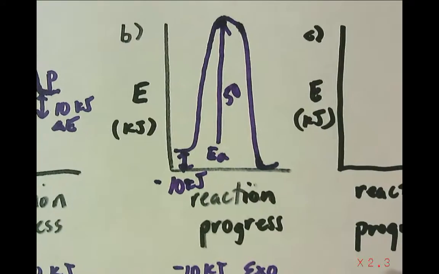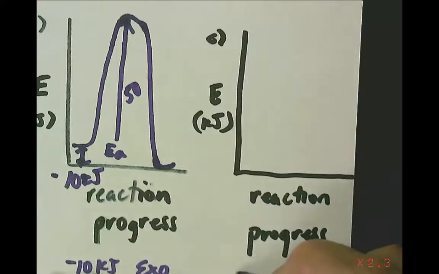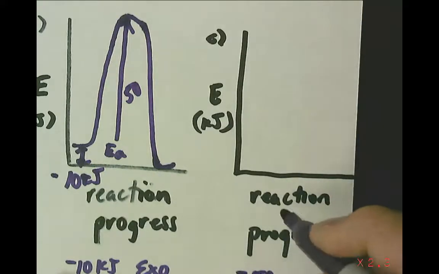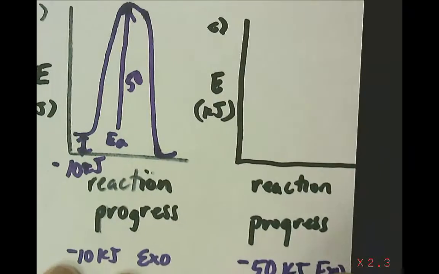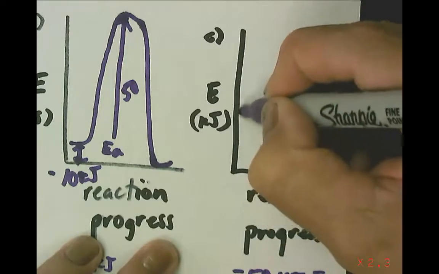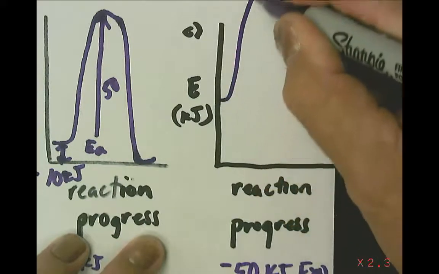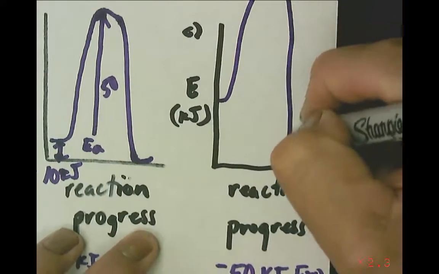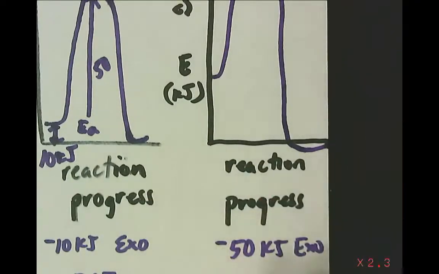The last one shows, no, sorry, the delta E is negative 50. So again, we're still exothermic, but then we have 50 kilojoules of activation energy. I'm going to start up a little higher because I'm going to need space down here. So way up and then way down. Maybe not quite this far. Let's draw that one again. I shouldn't go beyond my barriers.